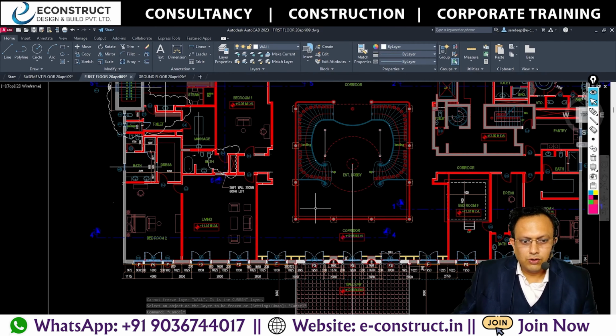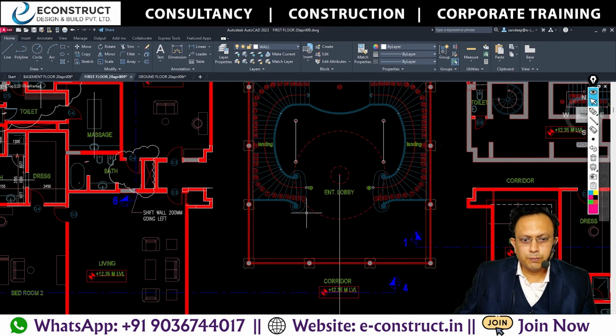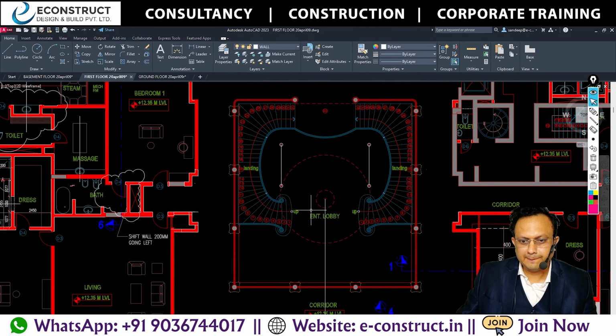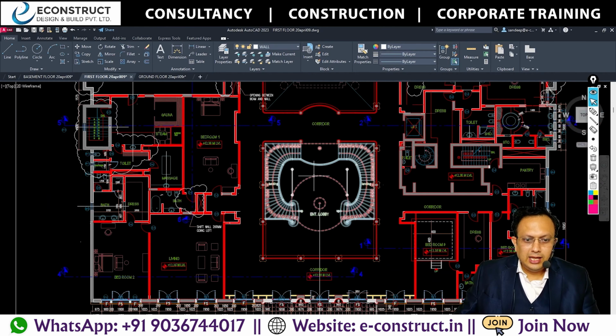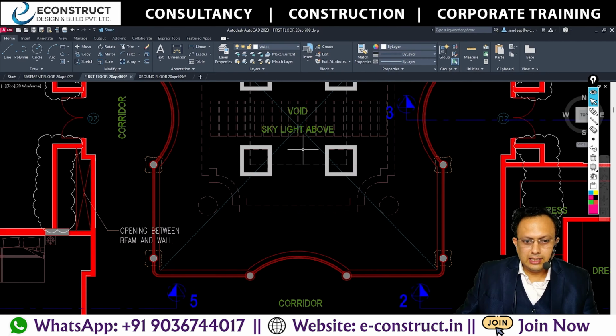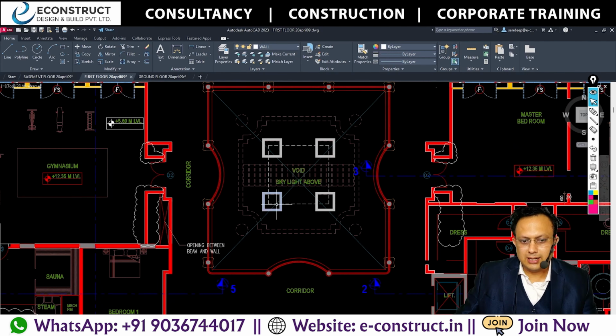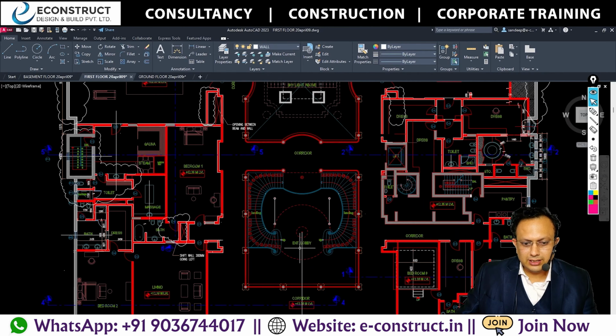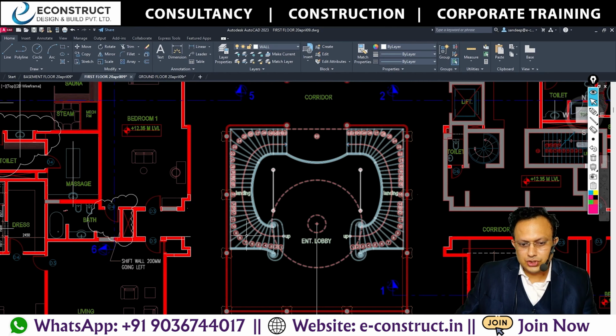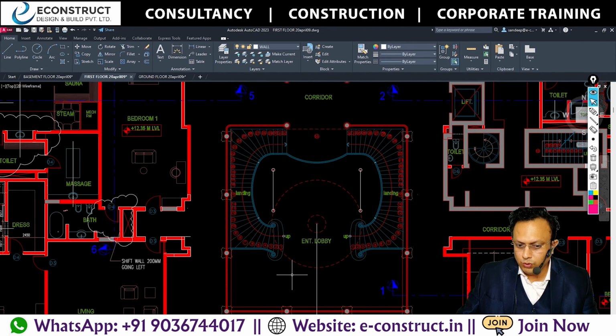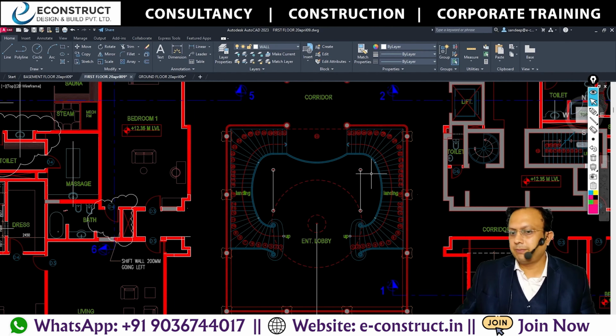So in the first floor, you will see that this is a complete opening. There is no slab here. So this is having double slab. Got it? And this is also having double slab. So whatever the shape of the staircase which is coming, it will be visible from the lower floor also, from the upper floor also.